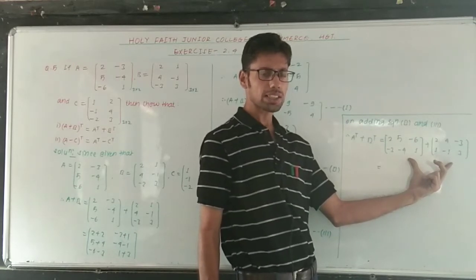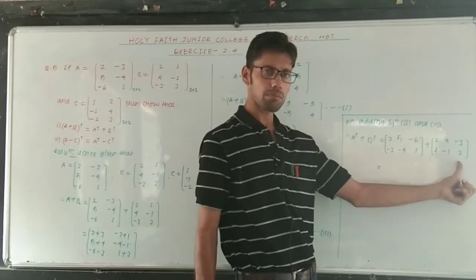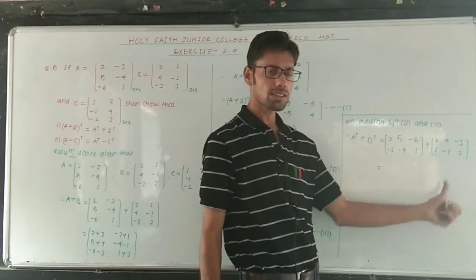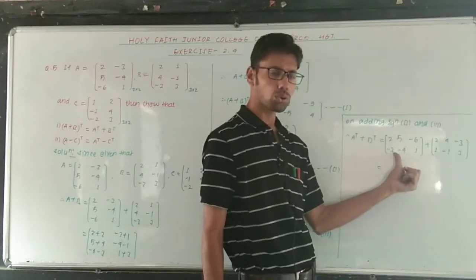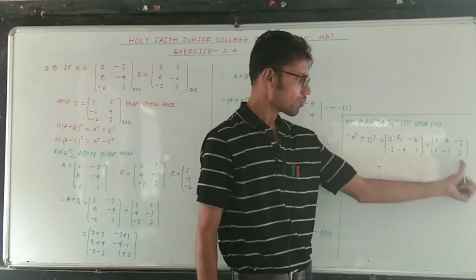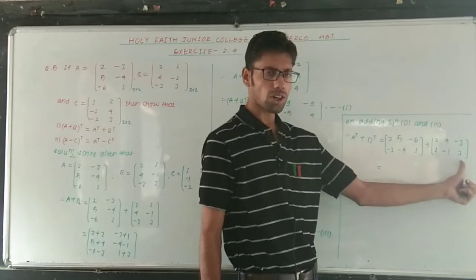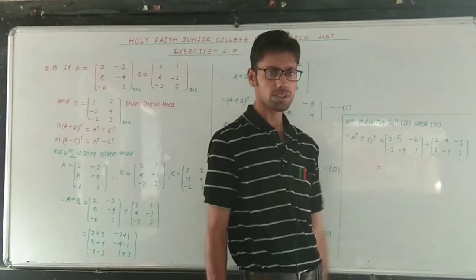Addition of two matrices is possible only when their orders are the same. What is the order of that matrix? It contains 2 rows and 3 columns. Its order is 2 by 3. And what is the order of that matrix? Its order is also 2 by 3. Therefore matrix addition is possible.